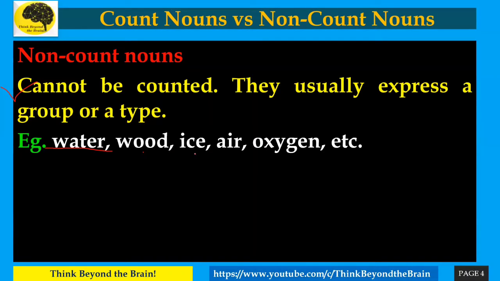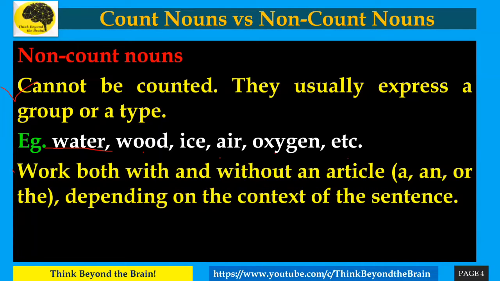We can count ice cubes. But when the water is fully frozen to ice, how can we say that there are 2 ice, 3 ice? We can say that approximately this many ice cubes we can count. Air, oxygen, etc. These work both with and without an article depending on the context of the sentence.